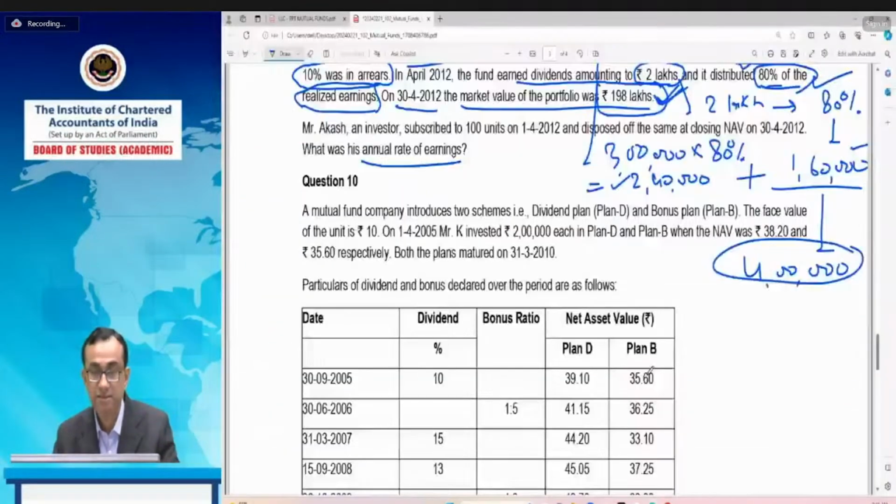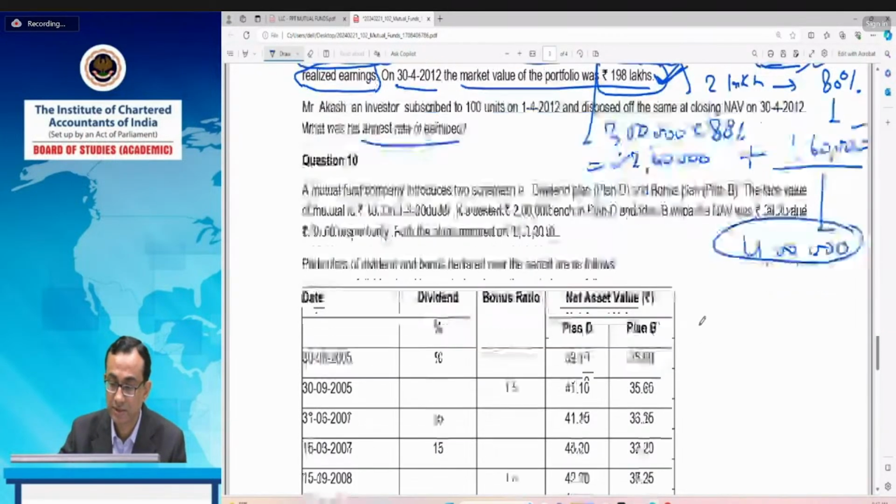Let us first understand this question, and then we will come forward. In this case, the mutual fund introduces two schemes, dividend plan and the bonus plan. The face value of the unit is rupees 10. Mr. K invested 2 lakh in plan D and plan B each. Plan D is dividend plan and plan B is the bonus plan. And NAV in case of plan D is 38.2 and 35.6 in case of plan B. Particulars of dividend and bonus are given here.